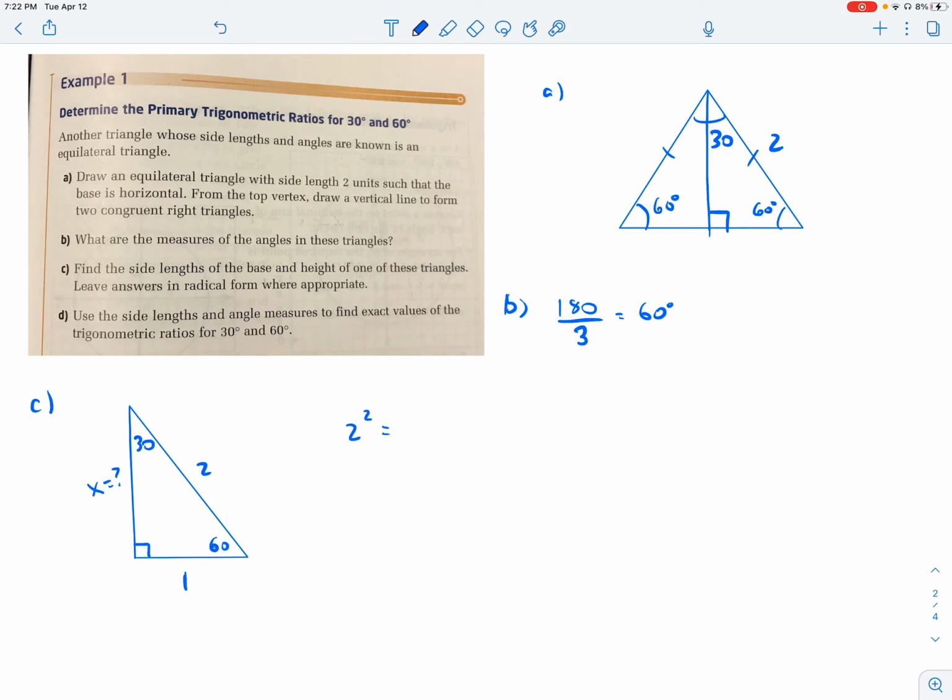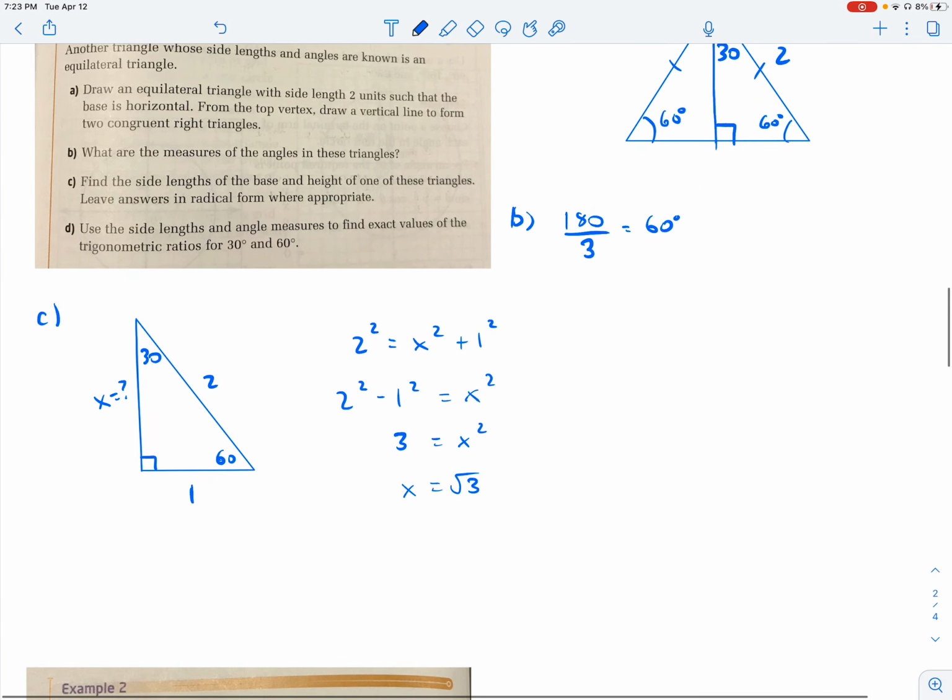We can say 2 squared equals x squared plus 1 squared. I can bring that 1 squared over, so I'd have 2 squared minus 1 squared equals x squared. Well, this is just 4 minus 1, which gives us 3. So root both sides, and we can say that x is equal to the square root of 3. So I now know the measure of this side. I'm just going to call it root 3. Okay, and everything's in exact form. You don't want to take this and put it in a calculator. We want to leave it as exact.